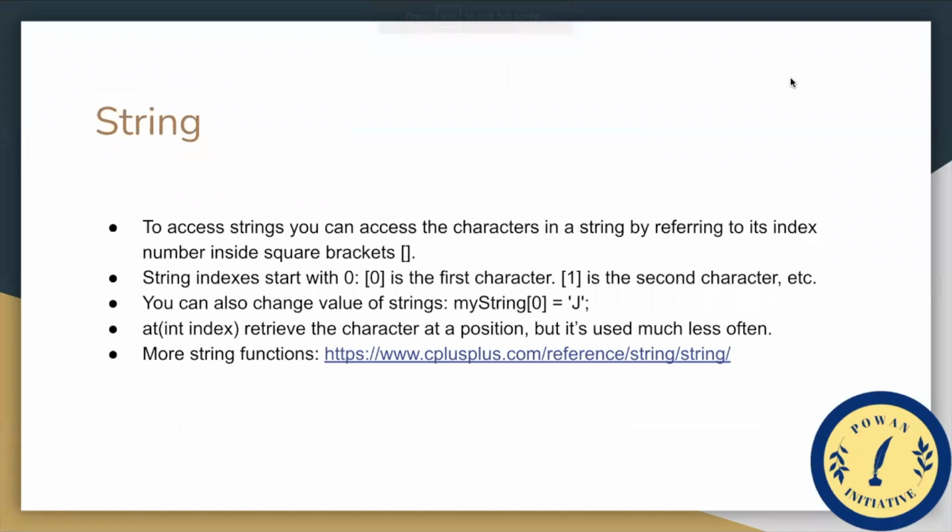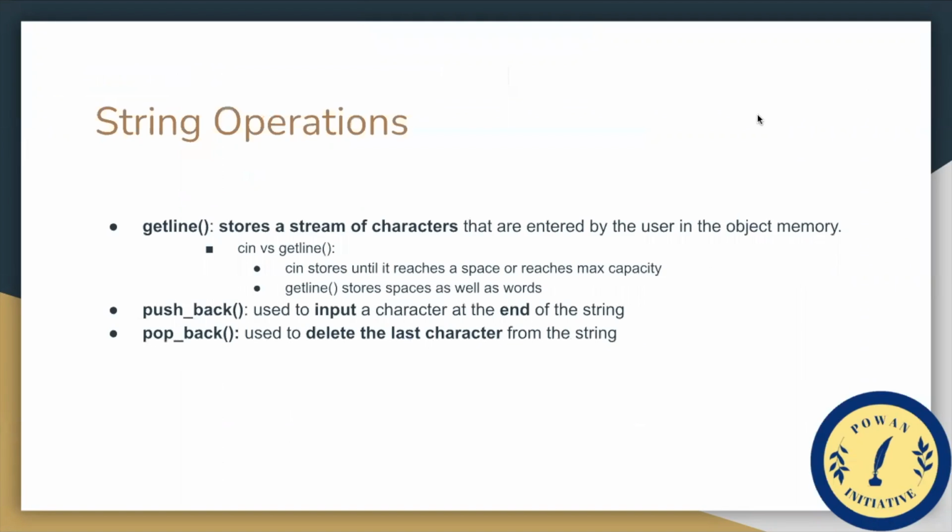So we already talked about this and we did our little demo. Now let's talk about the various different operations and functions that exist. So we talked about getLine, which stores a stream of characters that are entered by the user in object memory. So cin stops when it reaches a space. GetLine can store as many things, it can store spaces, different characters, words. It only stops after you press enter.